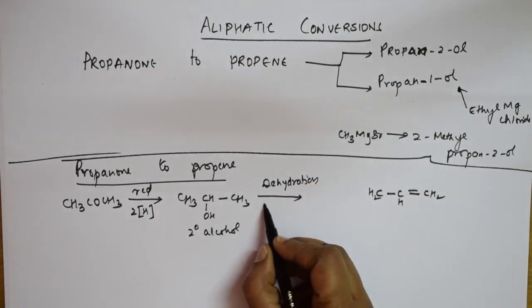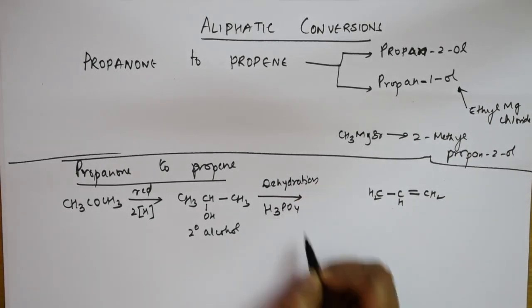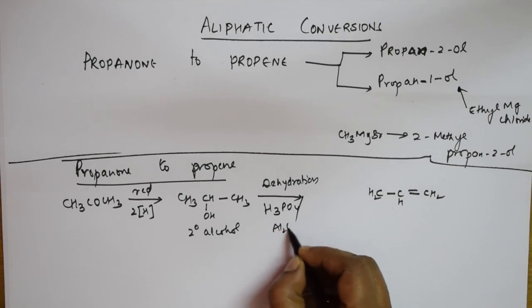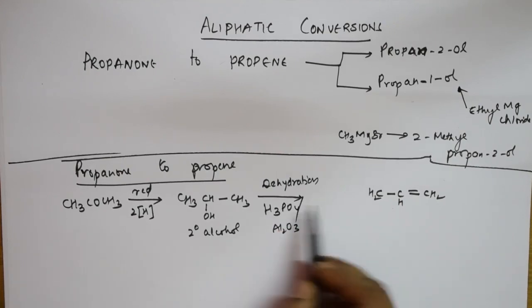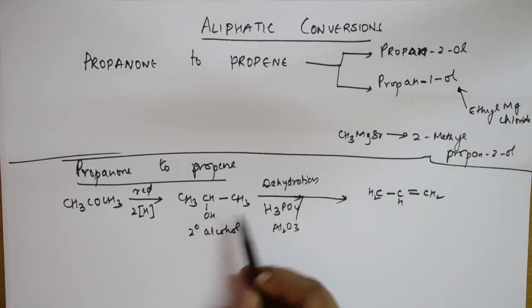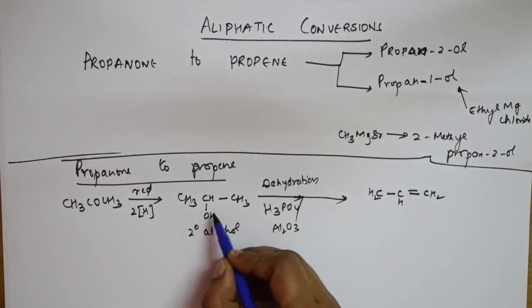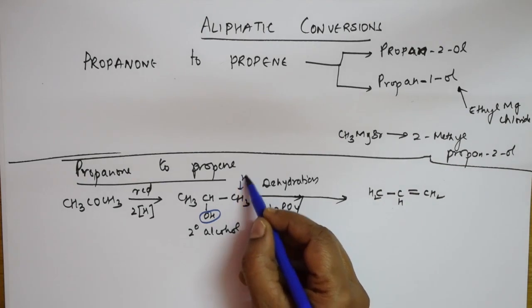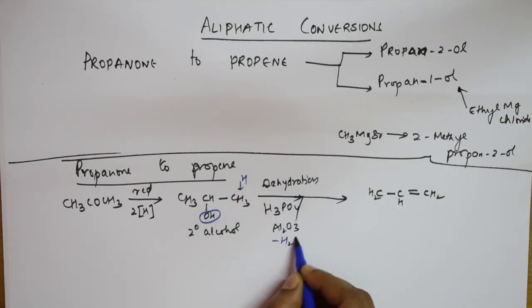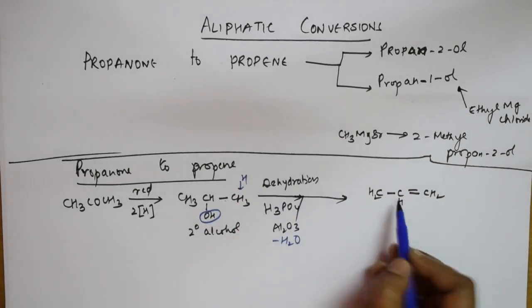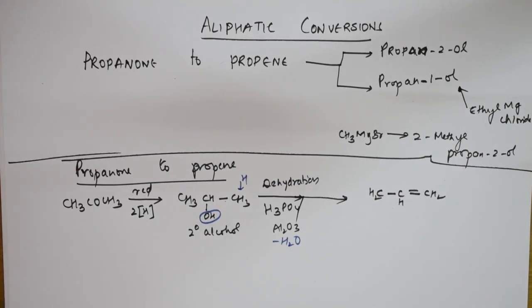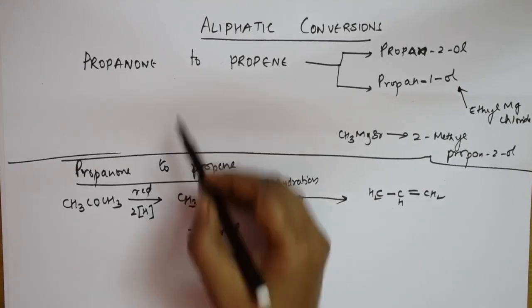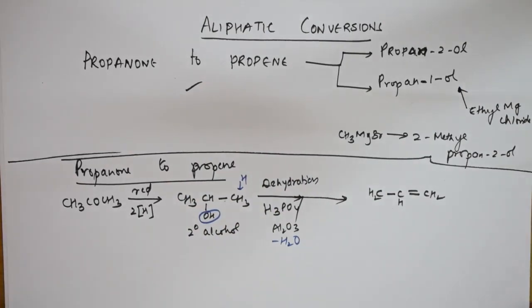For dehydration, the dehydrating agent is H3PO4, phosphoric acid, or Al2O3, alumina; you can use that. When you take out water, from where will the water be lost? OH from here, H from here. Both will be lost as water. There's a shift of bond here, so this becomes propene, isn't it? Simple. The first one is over. Let's come back and see the next one.